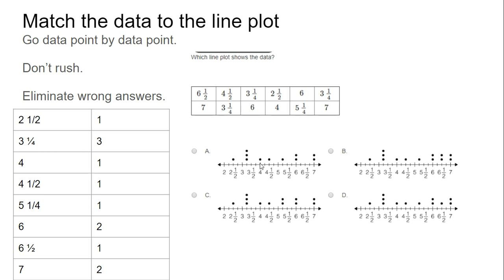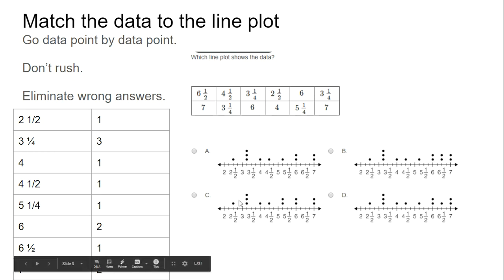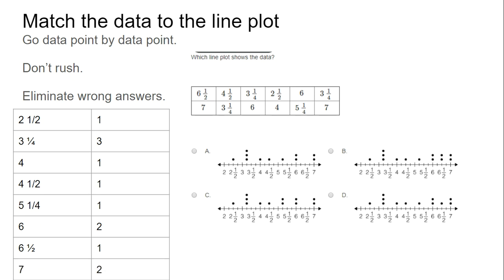Then for 4, I'm going to look for 1 dot above 4, and they all do. 4.5, 1 dot. We're all still good. 5 1/4, there should be 1 dot. So here's 5 1/4, 5 1/4. Oh, here there's 2. So I already know C is incorrect. So I can eliminate that one.